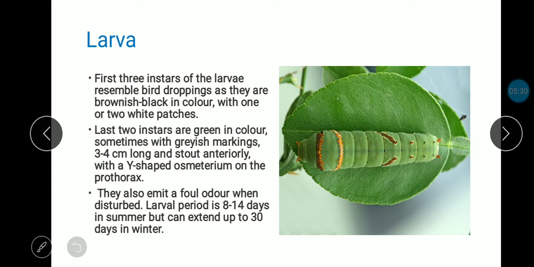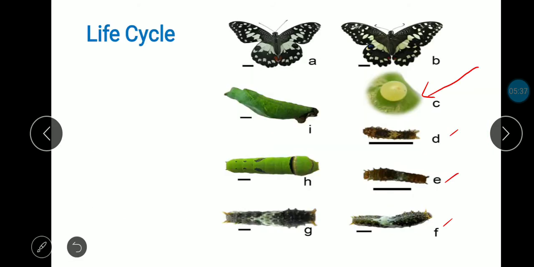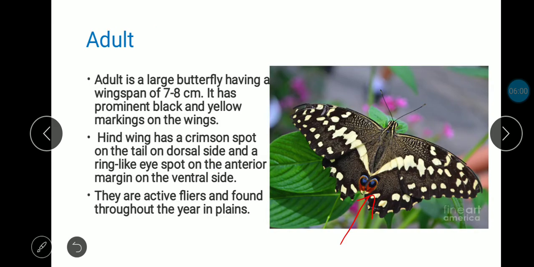These larval stages can be best understood by the last diagram. These are the first 3 instar stages which look like the fecal matter of birds. It has a white spot or marking, and the last stages are green in color. And then the next step is the pupal stage.